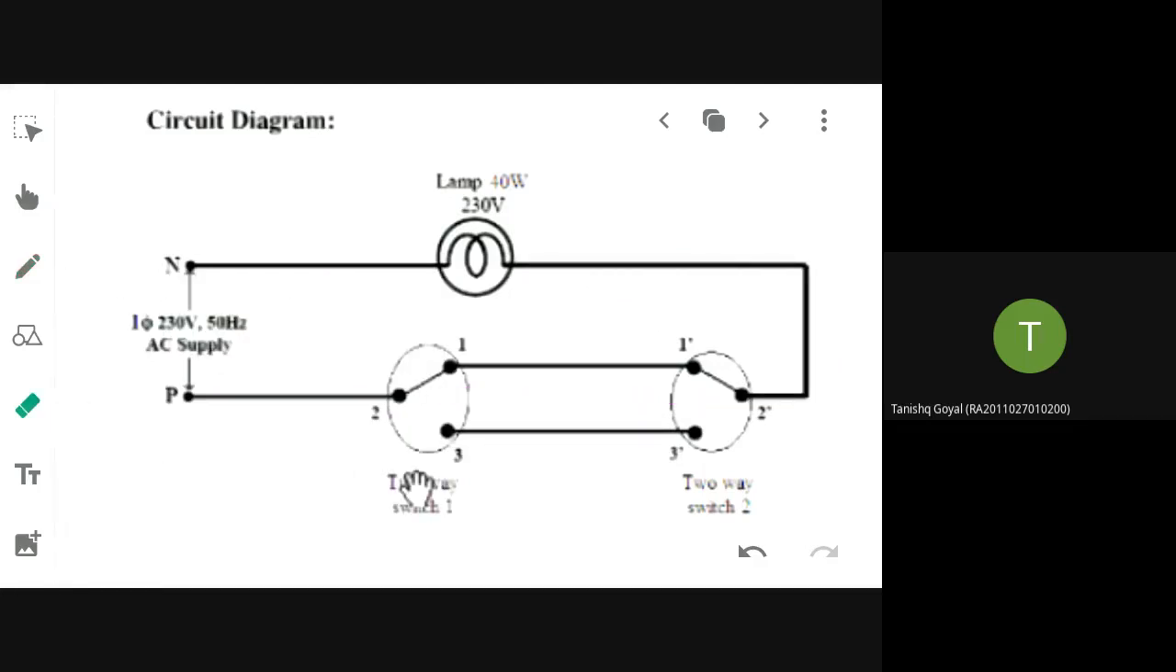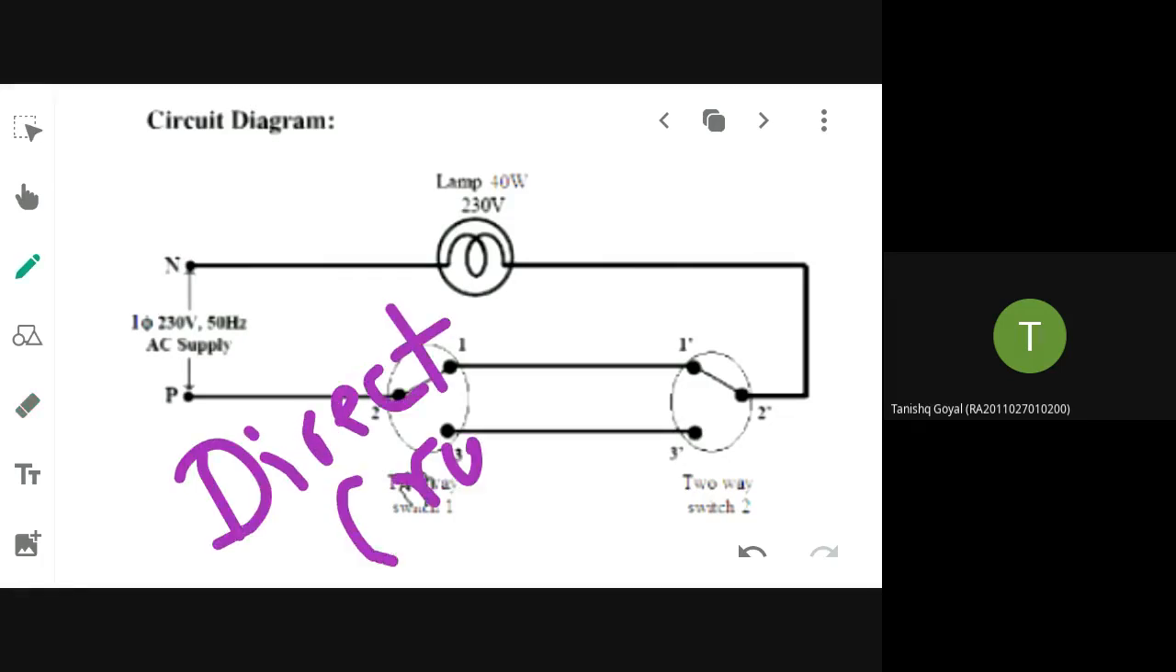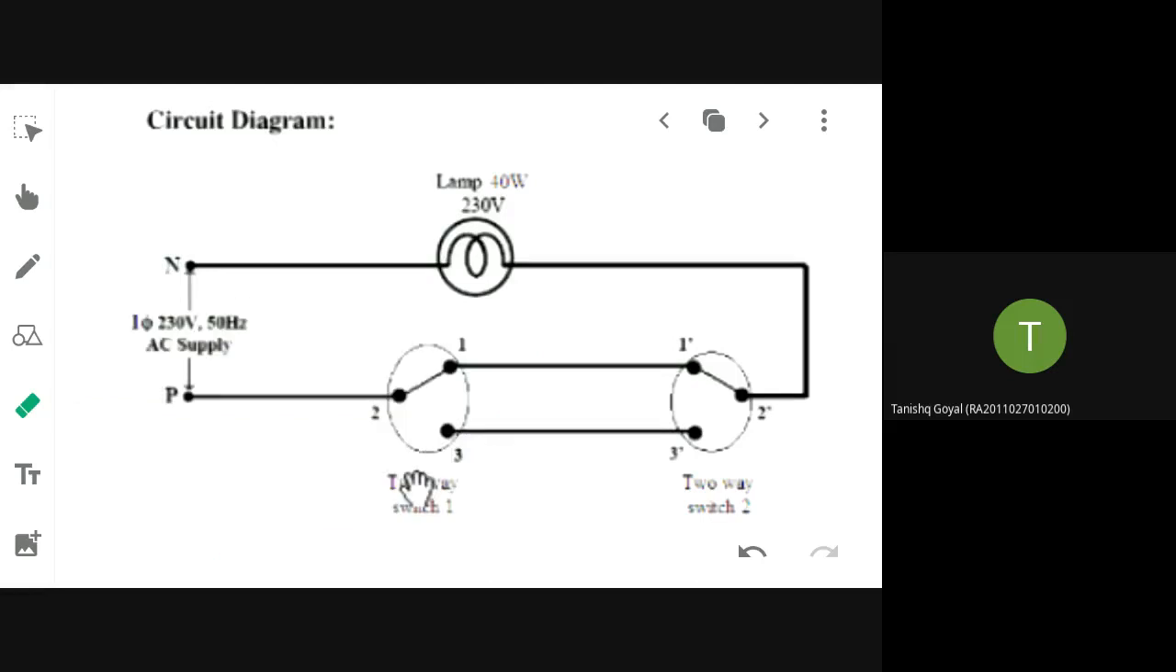Alright, there are two ways in which you can give staircase connection. One is direct connection and the other one is cross. This is also very important. How can you give staircase wiring? What are the two methods? Direct and cross. So I will tell you first how to give direct connection.